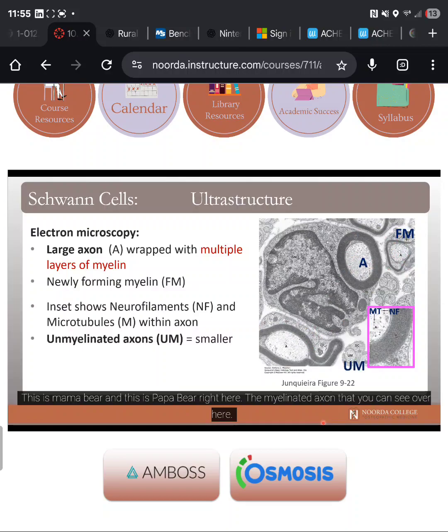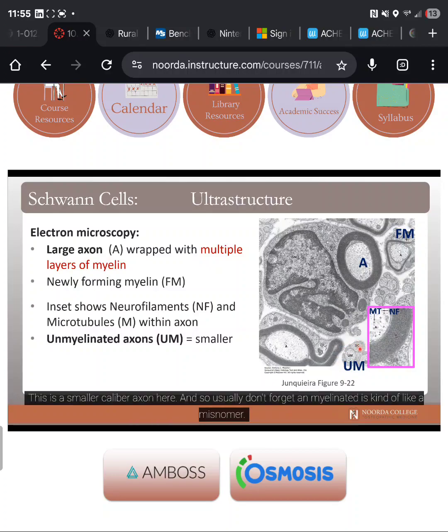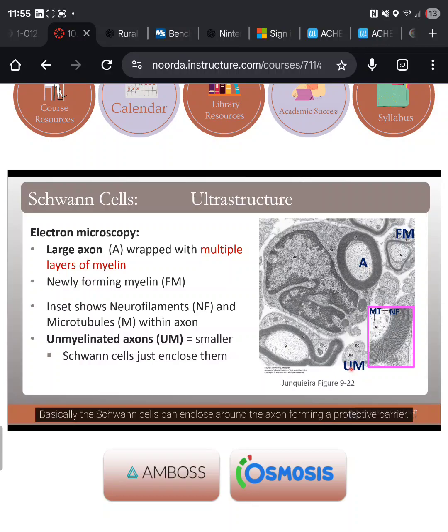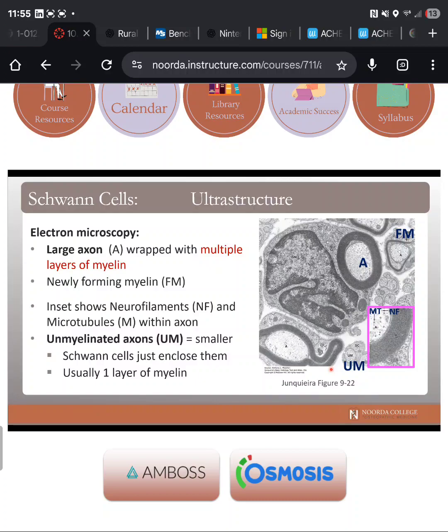The unmyelinated axon that you can see over here, UM, has the Schwann cell on the outer side. This is a smaller caliber axon here. And so usually, don't forget, unmyelinated is kind of like a misnomer. Basically, the Schwann cells can enclose around the axon, forming a protective barrier, right? And it's usually just one cell layer or one layer of myelin. So definitely unmyelinated in the peripheral nervous system does have a coating. Now, in the CNS, right, unmyelinated axons are truly unmyelinated.